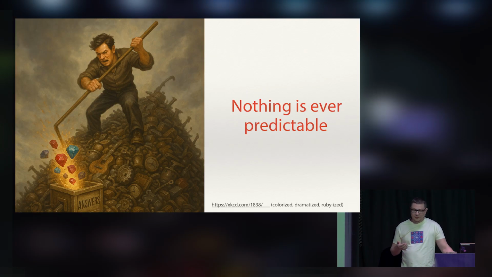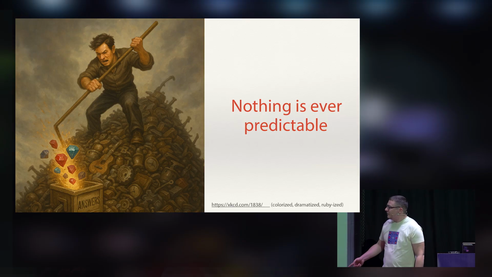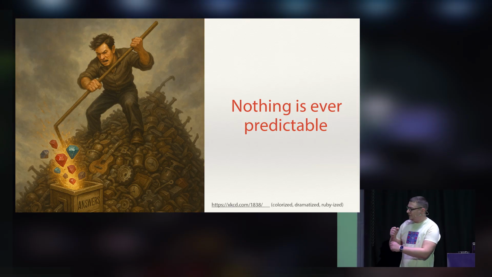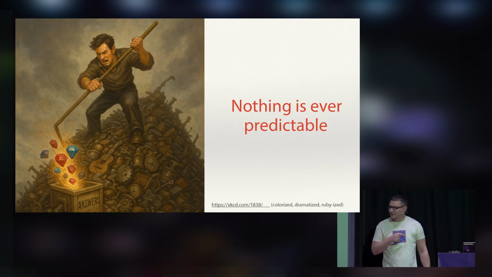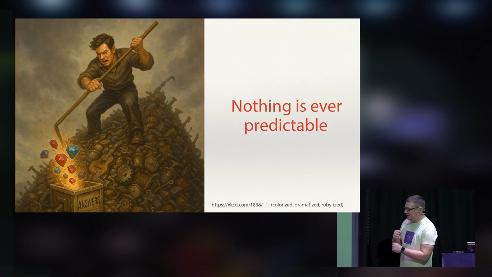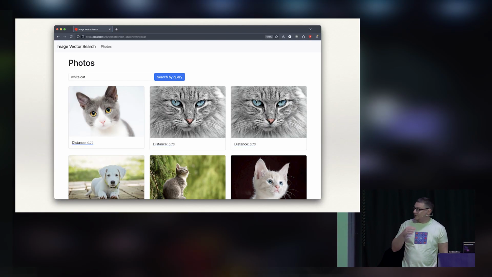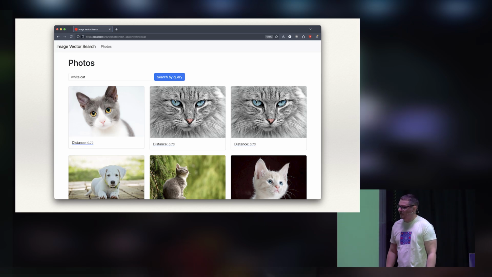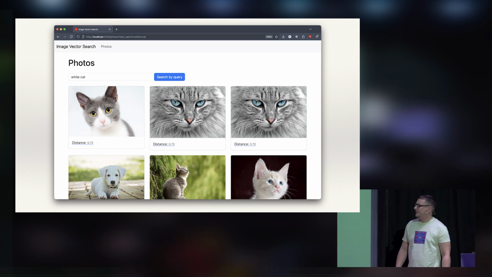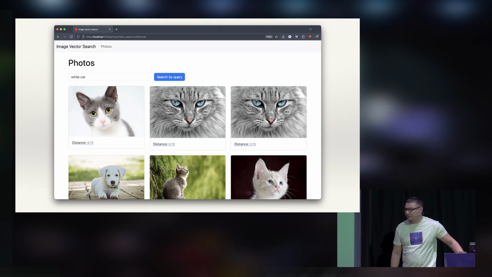Nothing is ever predictable. This is an AI rendition of the XKCD about machine learning, which is basically you stir a pile of stuff until the answers on the other side look right. And if they don't, you just stir a little bit more. That's how AI works. So if you search for photos of a white cat, you might get a white dog, and there is nothing you can do unless you train the model a little bit more, which is difficult to do with Ruby. We don't have this part yet. But maybe soon.